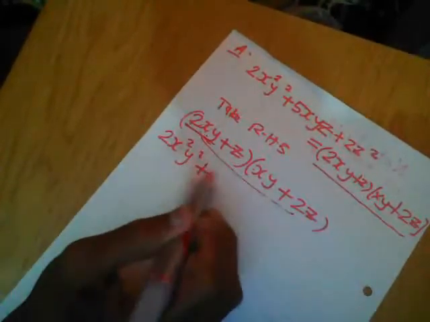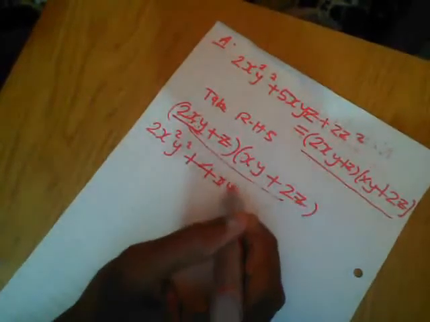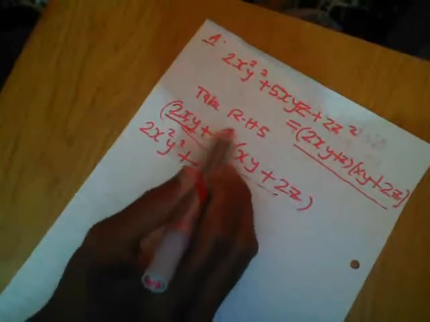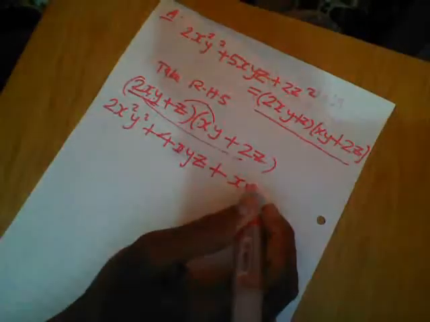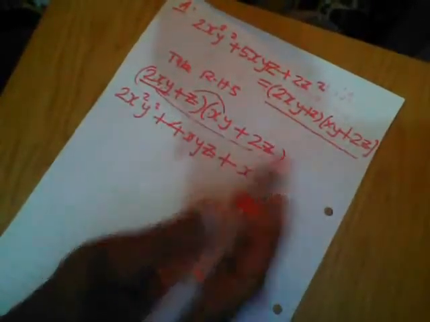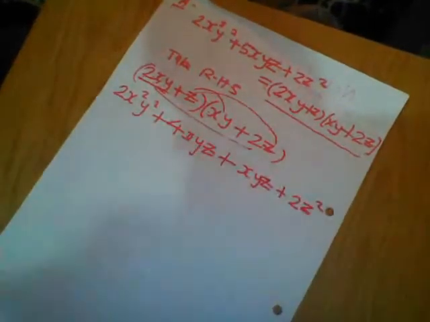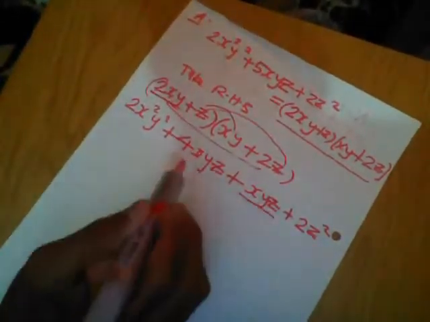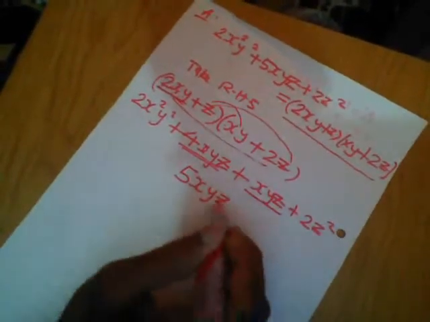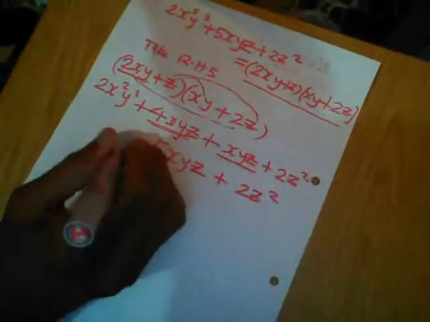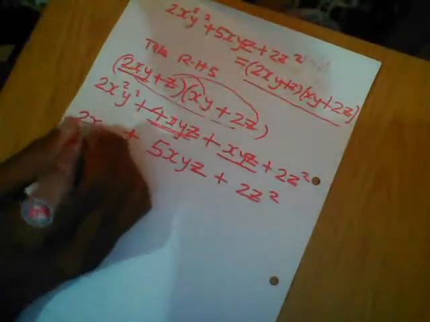Now the first one with the second: 2xy times 2z gives 4xyz. Now the second one with the first: z times xy is xyz. Now the last: z times 2z is 2z squared. So we see 4xyz and xyz, which gives 5xyz, plus 2z squared, and here we have 2x squared y squared.